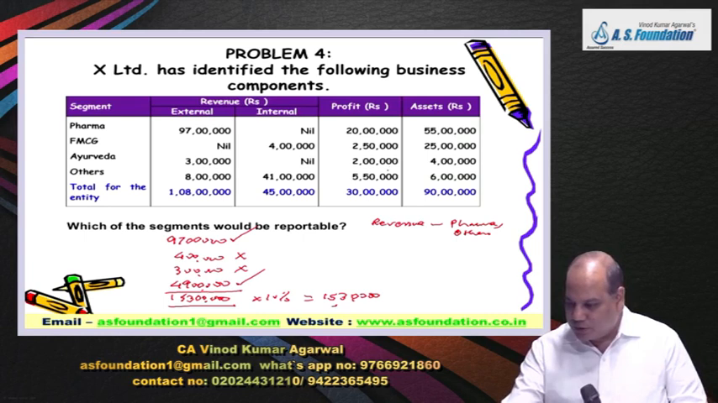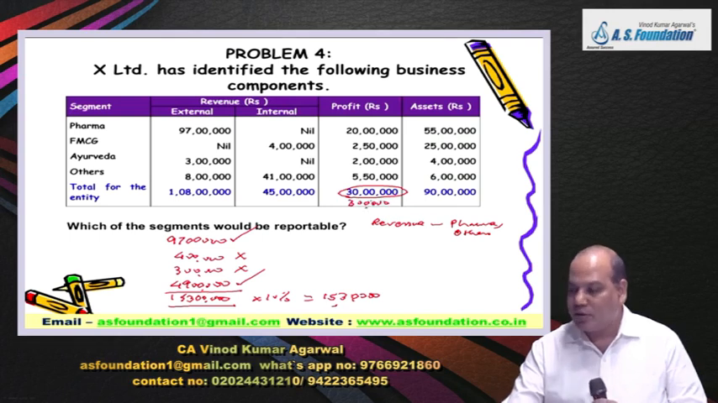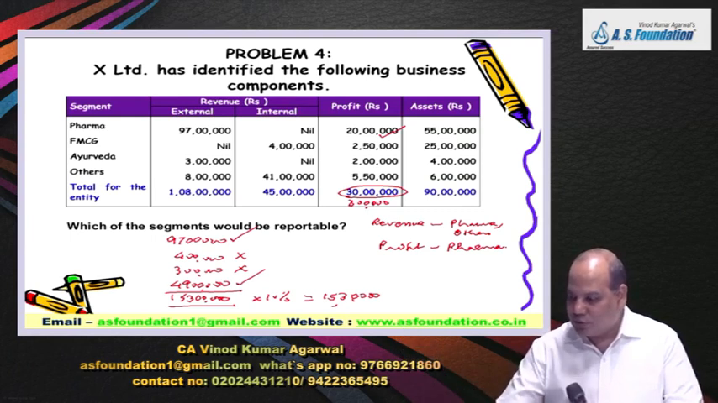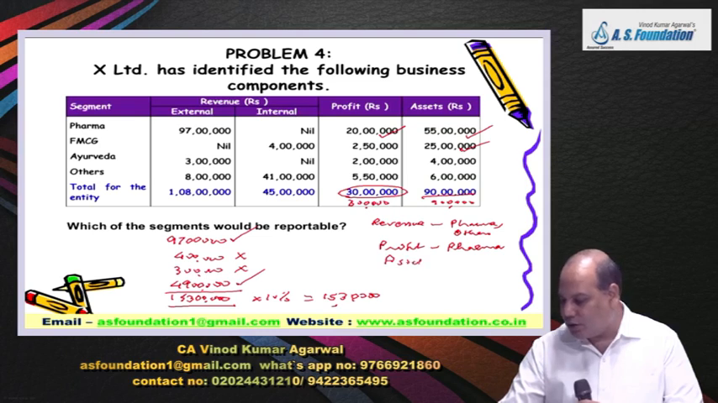Then come to the profit test. 30 lakh is the total profit. So I need a minimum 3 lakh profit from a segment. So this will satisfy. So under the profit test also, pharma. Okay. Others means it will remain others only in any case. And then apply the asset test, 90 lakh into 10%, 9 lakh.